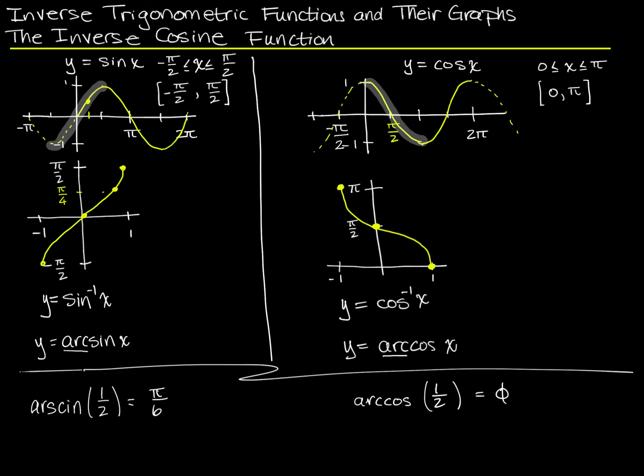Remember, x's and y's are reversing roles. That's what inverses do. For the arccosine of 1/2, it's an angle. It's the angle whose cosine is 1/2. What is the name of the angle that has a cosine of 1/2? And the answer there is pi over 3. So the arccosine of 1/2 is pi over 3.